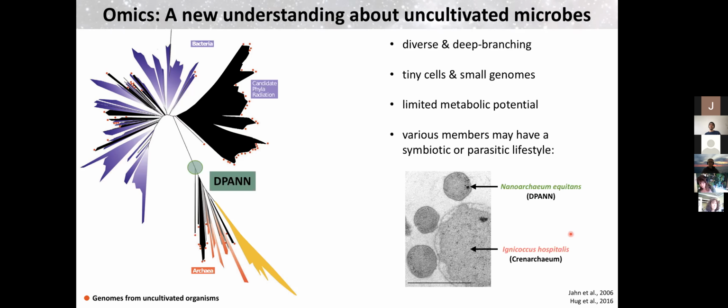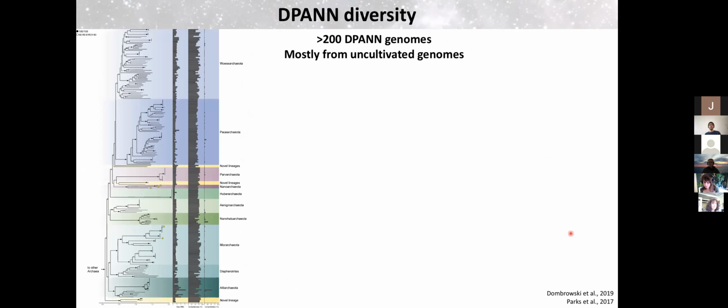So the first thing we did was get a better grasp on how diverse they really are. For this, we took a database-based approach where we took as many genomes as we could from public databases. The details here are not important, but basically every single color in this phylogenetic tree highlights a different phylum in the DPANN archaea. And we now know that there are at least 10 different phyla, highlighting that despite their small genomes, they are extremely diverse and they are found all over the place.